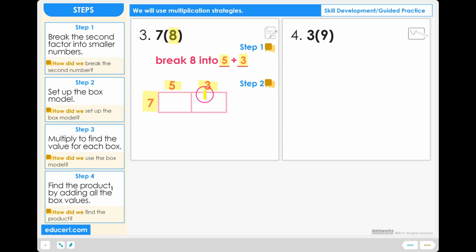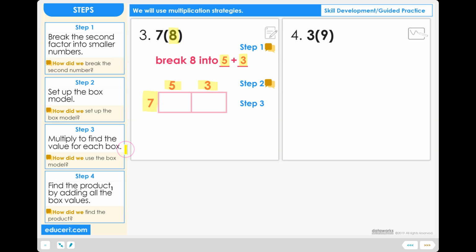We set up the box model by drawing a rectangle with a line up and down through the middle, placing the first factor on the outside, and placing the two values that we broke 8 into on the top of each of the boxes. Step 3. Ready, read. Multiply to find the value for each box.